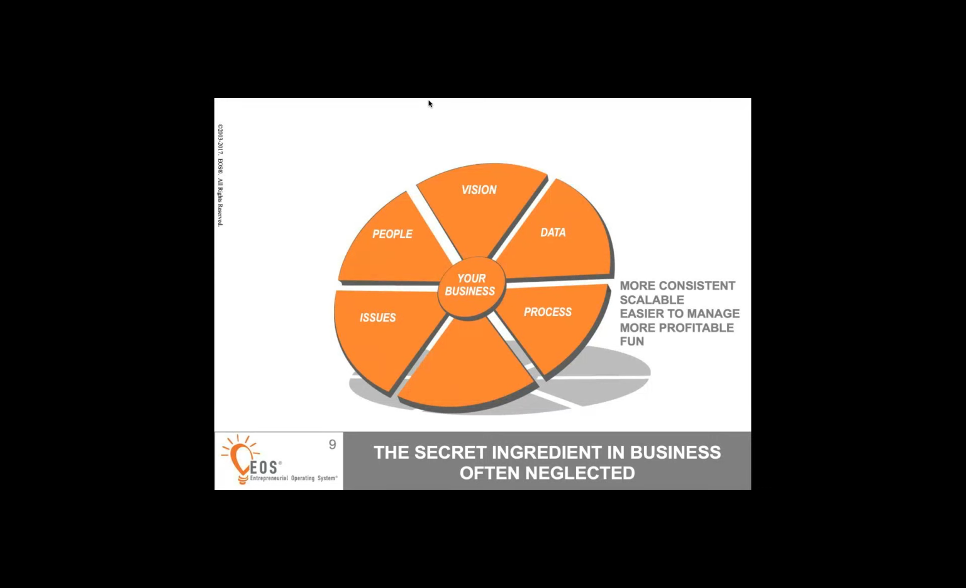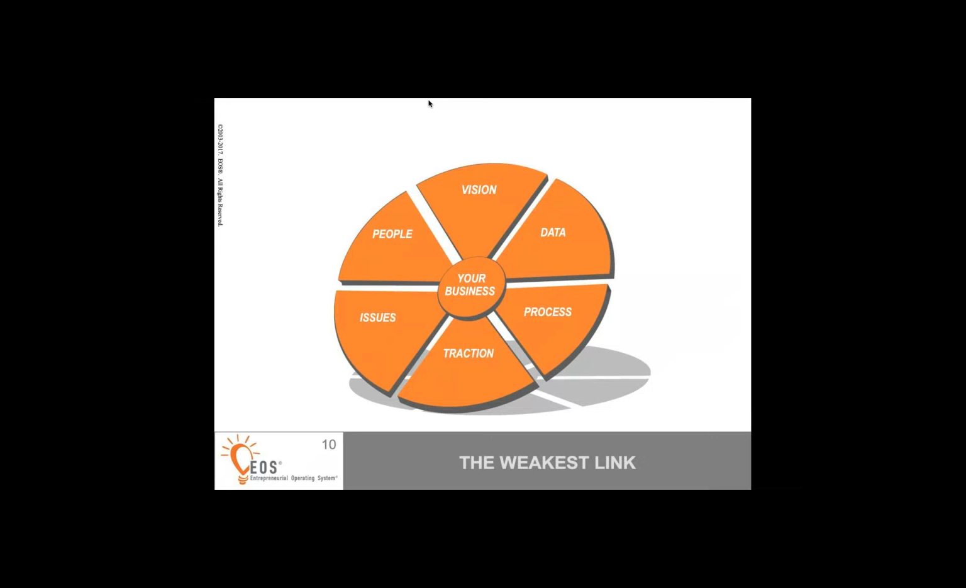Then the sixth key component is traction. And this is executing with discipline and accountability everywhere you look, with everybody in your company, however many employees you have, all working towards your vision. And this is where we're going to spend the time today. This weekly meeting pulse and a Level 10 is what I'm going to be teaching.